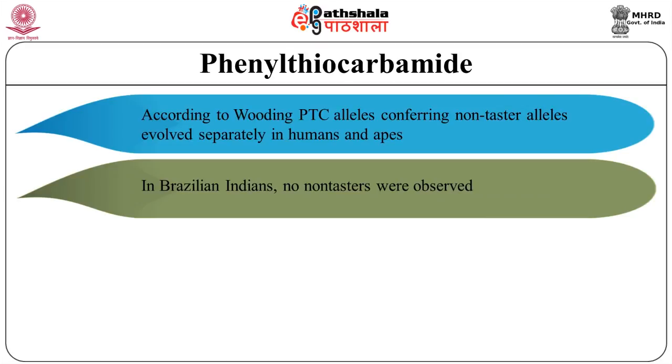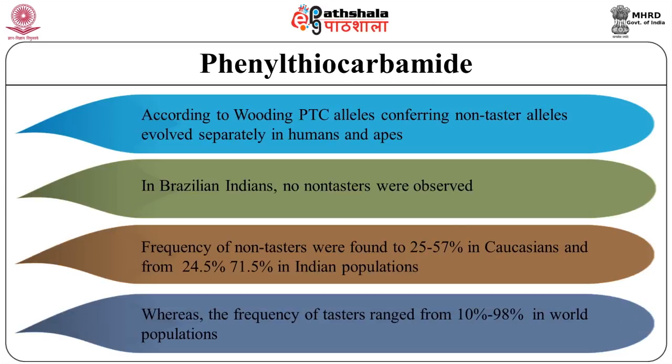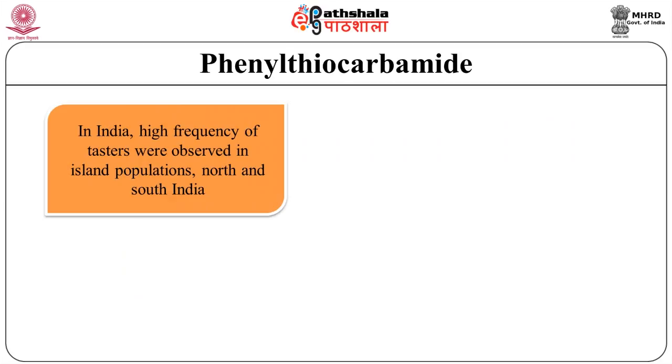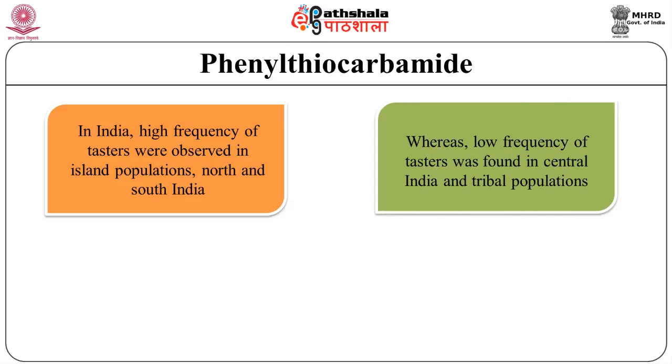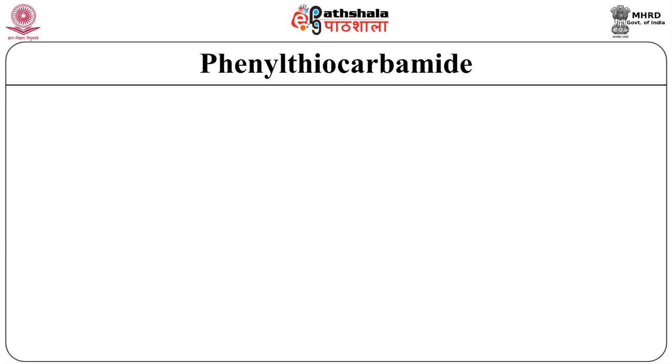In Brazilian Indians, no non-tasters were observed. Frequency of non-tasters was found to be 25 to 57% in Caucasians and from 24.5 to 71.5% in Indian populations. Whereas the frequency of tasters ranges from 10 to 98% in the world population. In India, high frequency of tasters was observed in island populations, North and South India, whereas low frequencies were found in Central India and tribal populations. In terms of proportions, the frequency of the taster population in India was reported to be 42% to 66%.